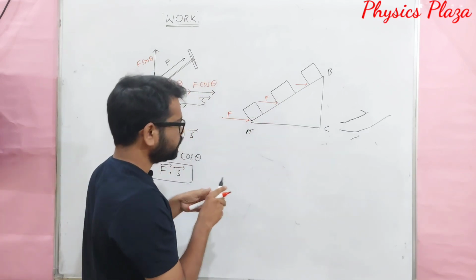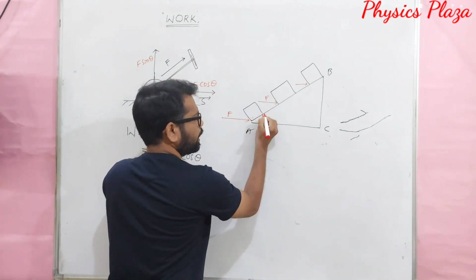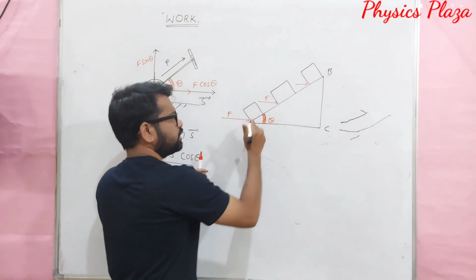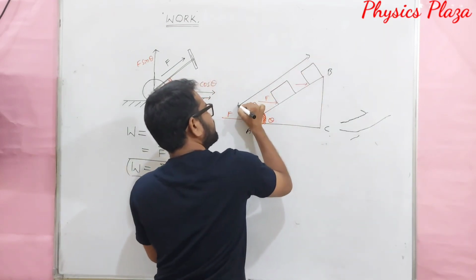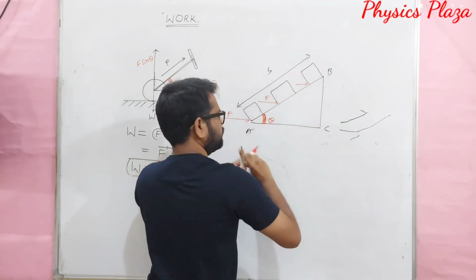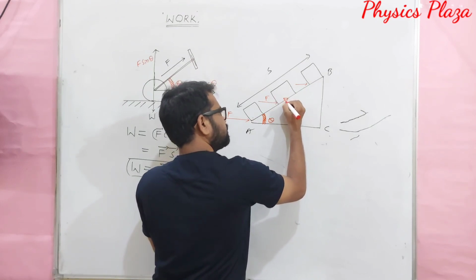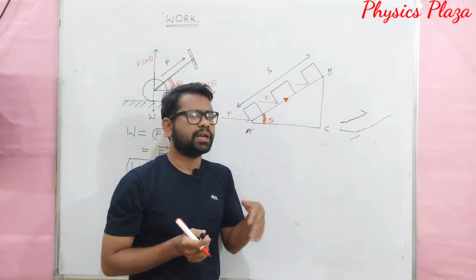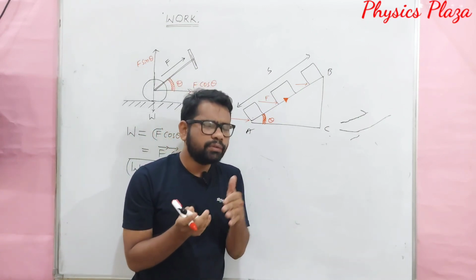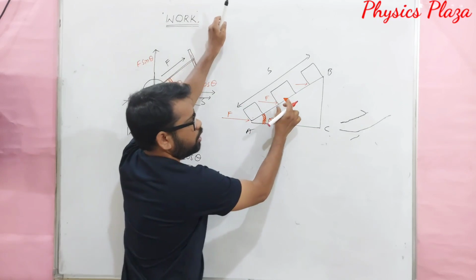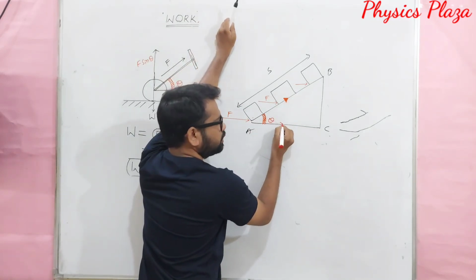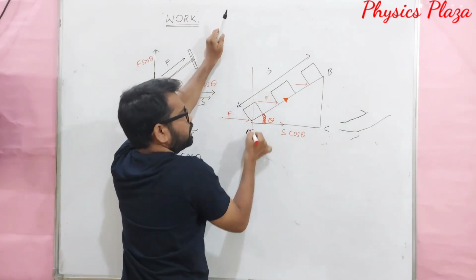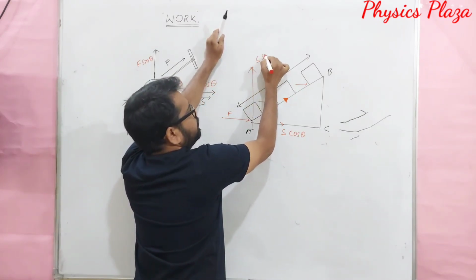Let us see, dear children. This will be the angle theta between force and displacement. Let us say the total displacement AB is S. Children, just now I told you that a vector can be resolved into two rectangular components, a horizontal component and a vertical component. Here the horizontal component of displacement will be S cos theta, whereas its vertical component will be S sin theta.